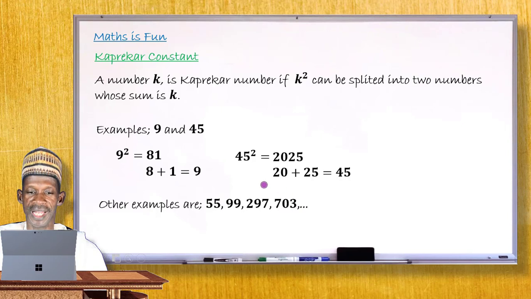So I will now allow you to find their squares and split those squares into two numbers such that if you add those two numbers, you get your original number back. Thank you for your attention. We see more of these interesting things in mathematics in our subsequent lessons.